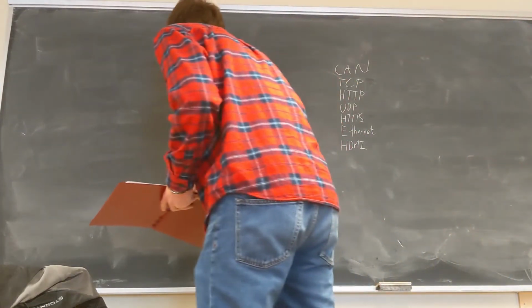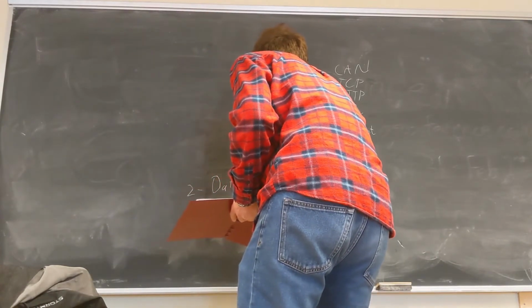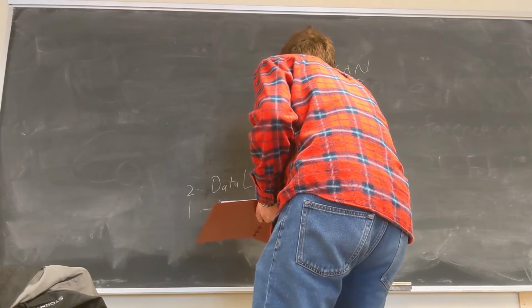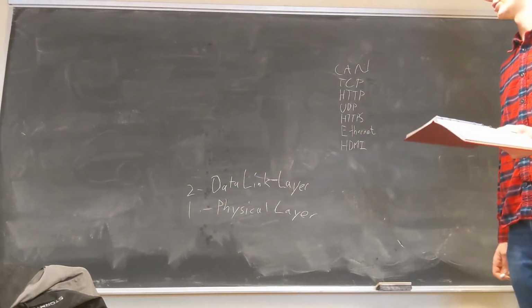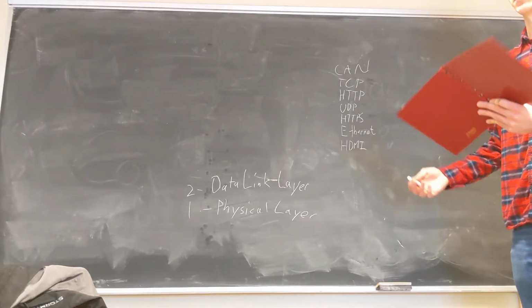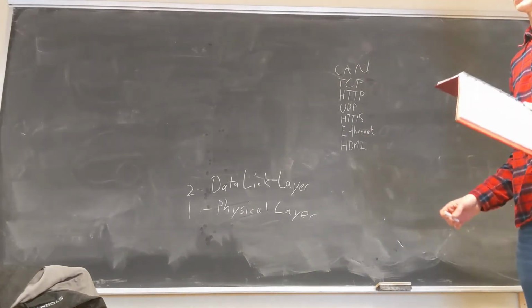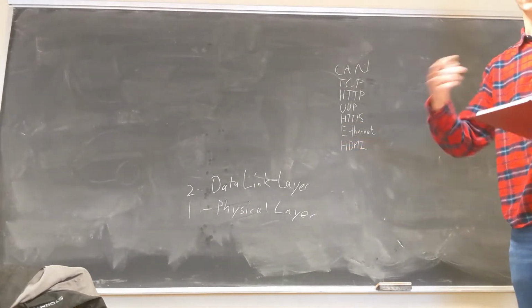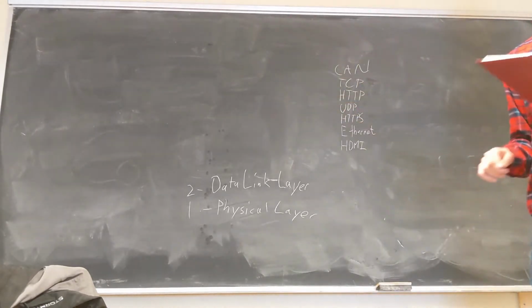Next layer up is called the data link layer. So that's about how you actually manage communication between 2 directly connected things. So yeah, 2 things that are plugged into each other or wirelessly communicating directly with each other. We're not talking about getting across the world here, right?